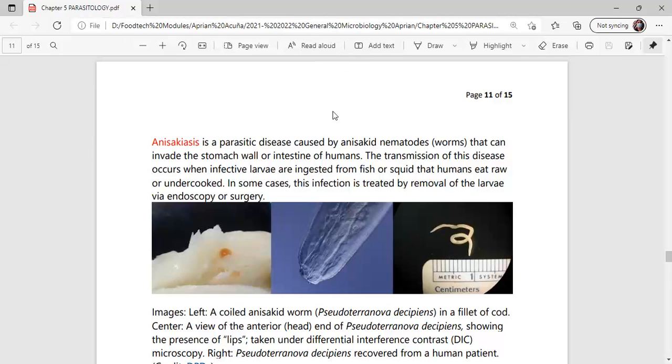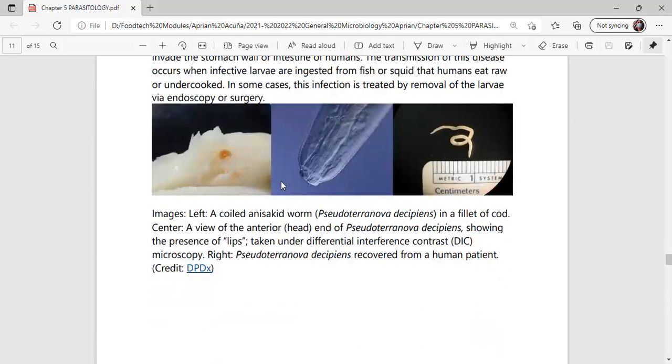Then you have anisakiasis. It is a parasitic disease caused by anisakid nematodes, worms that can invade the stomach wall or intestines of humans. The transmission of this disease occurs when the infected larvae are ingested from a fish or squid that a human eats raw. So, for those who like sushi or undercooked fish. In some cases, the infection is treated by removing the larvae via endoscopy or surgery, so it is an invasive surgery.